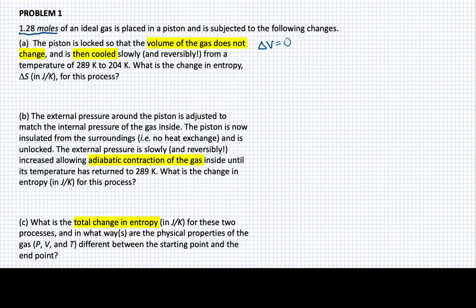It's now going to be cooled at constant volume from 289 to 204 K, and you're to calculate the change in entropy. Essentially, the main thing happening here is a change in temperature. You'll need to look for how to calculate delta S when you have a change from T1 to T2 for a given process.